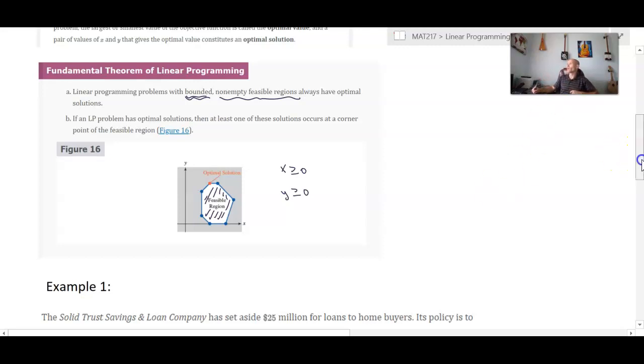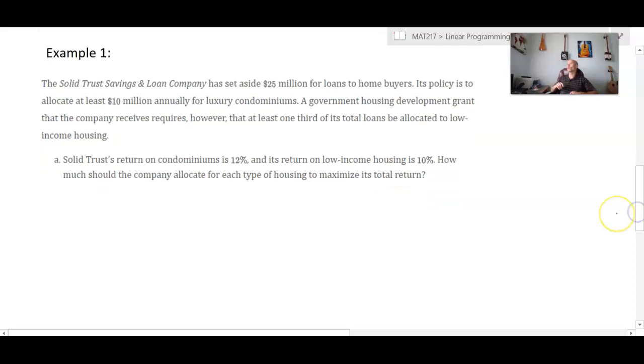So let's take a look at a couple of examples. The goal here is just to work through a couple of problems to get a sense of the modeling components and how we go about solving them.